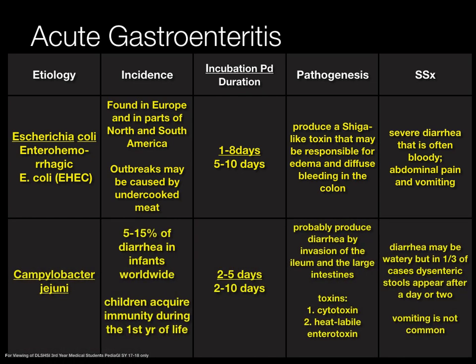Campylobacter jejuni is spread by chicken and other animals, raw and undercooked poultry.